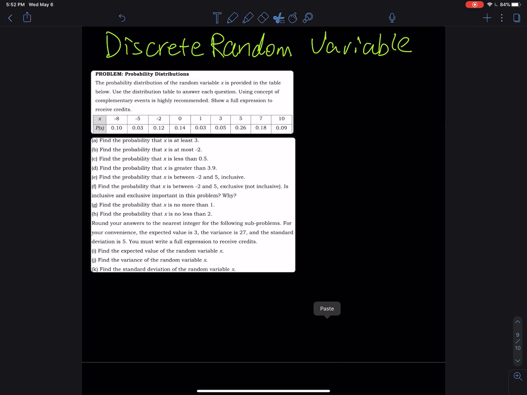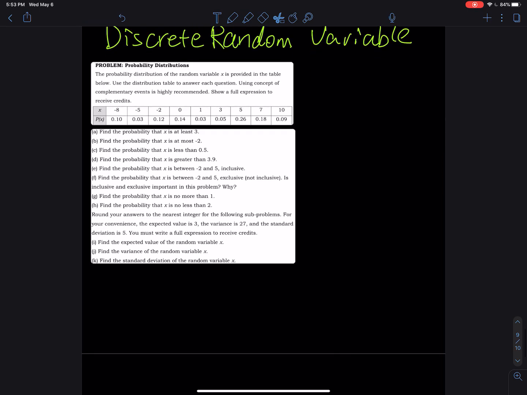Another problem in discrete random variable probability distribution. So this is what happened in the table. We do a statistical experiment. The result, there are 9 different results: -8, -5, -2, 0, 1, 3, 5, 7, 10. Okay, so we have 9 different results, and each result has its own probability.